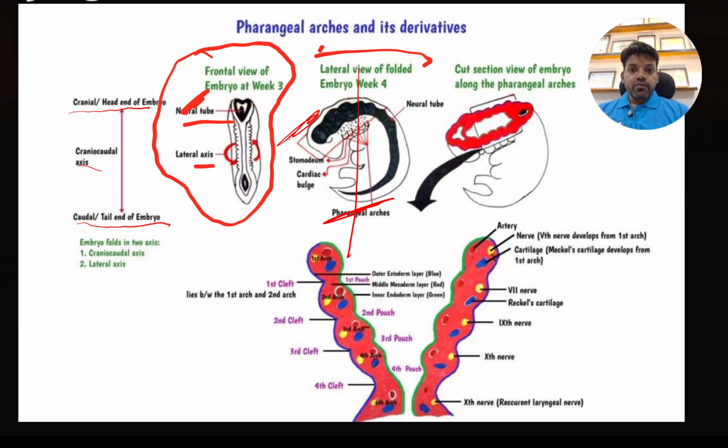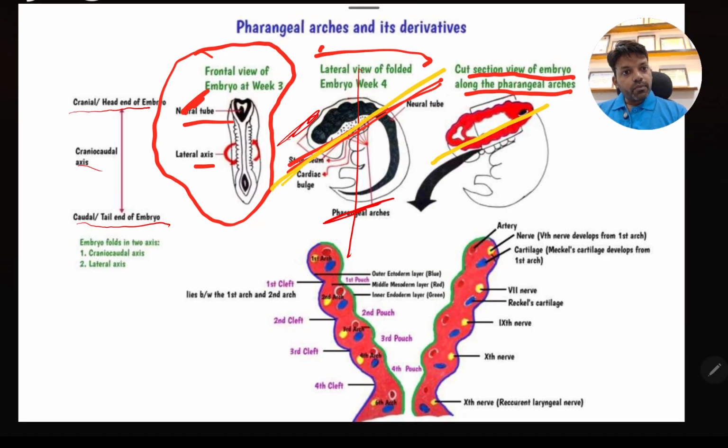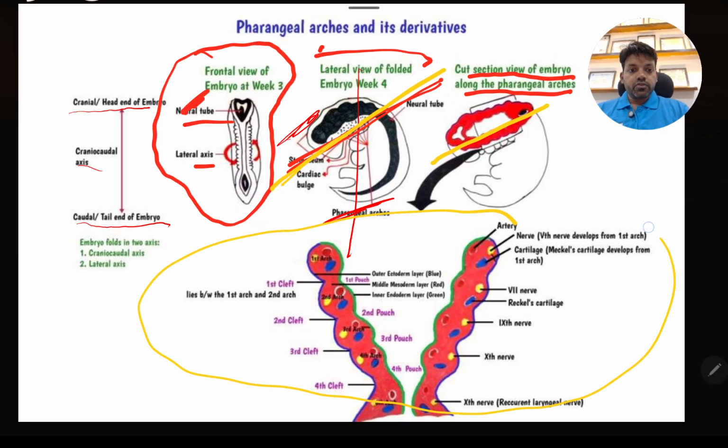Now this part, when we take a section like this, is a cut section view of the embryo along the pharyngeal arches. So we know the pharyngeal arches. Now we have taken this cut section here. So this upper part is removed, right? You take a cut, you take this part out. Then how we will see it from the top is this whole thing.